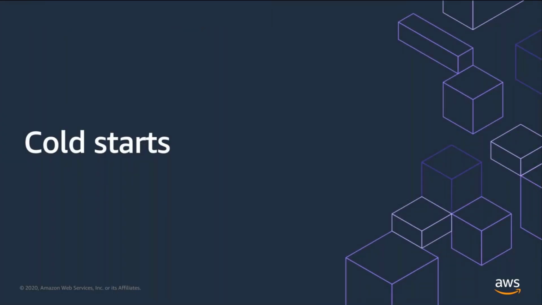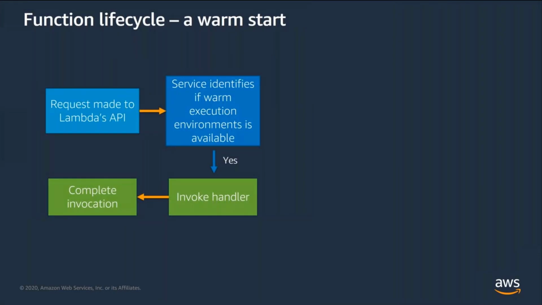So let's get into cold starts. If we peek under the covers of the Lambda service, there's a distinct difference between a cold start and a warm start of your function. All requests come into the Lambda service via the Lambda API. The Lambda service first checks to see if a warm execution environment is available. If this is the case, it means the function has been executed previously fairly recently. And when this happens, this is called a warm start because the execution environment is ready. Next, Lambda invokes the handler and completes the execution.